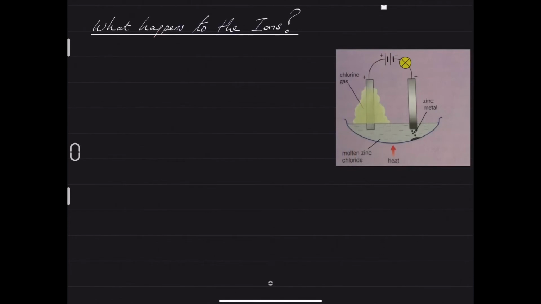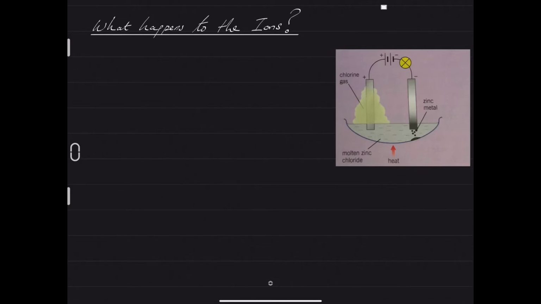When the ions reach the electrodes, they will either gain or lose electrons, and subsequently they will lose their charge. Regardless of which electrode the ions are migrating to, once they reach those electrodes, they will lose their charge and become either atoms or molecules of elements.